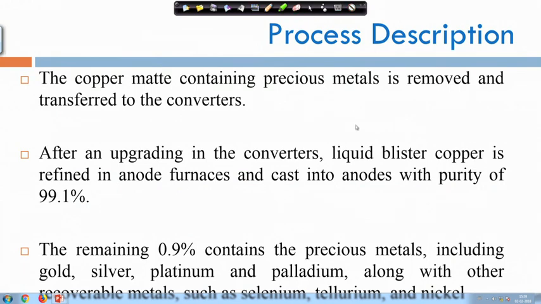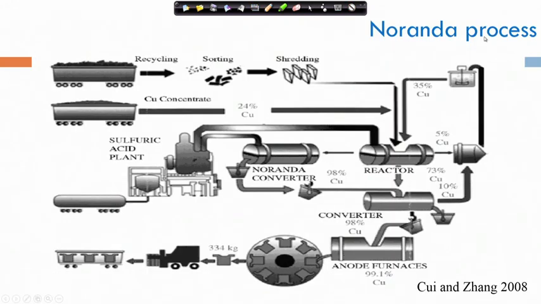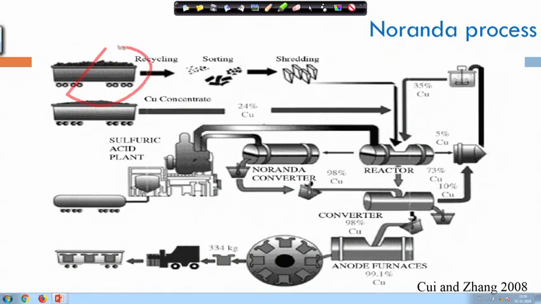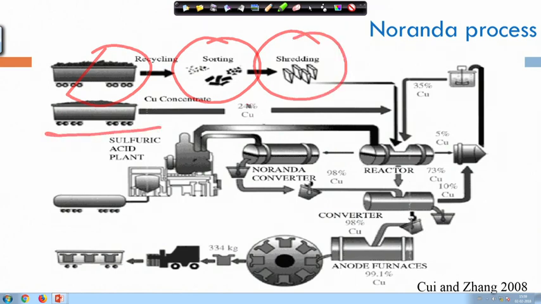So, in terms of the process, if you look at this, this is your Noranda process again. You have the recyclables coming in, then you do some sorting, shredding, like you make it small. You have the copper concentrate, 24% copper, sulfuric acid plant, Noranda converter, this is their IP, and then you have the reactors, basically converters. You use different processes and get the copper out. This is how copper is recovered in this particular process.